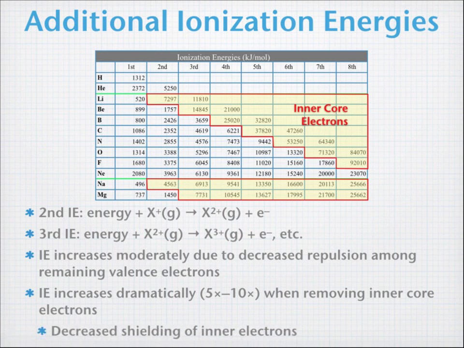And again, decreased shielding of the inner electrons leads to that large increase. And every time we go to a new inner core, we're going to see a large increase. But in general, we can't see ionization energies beyond these electrons, because it starts to become so difficult that the amount of energy you have to put in becomes essentially undoable in experiment.